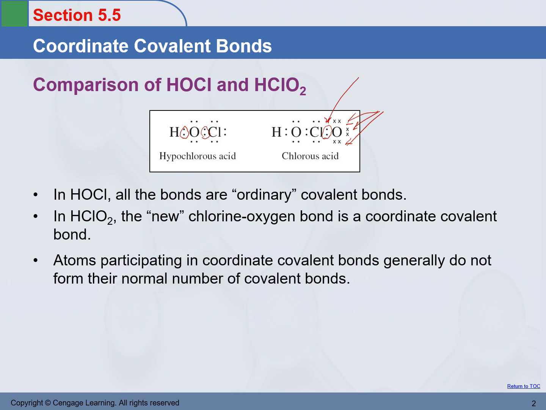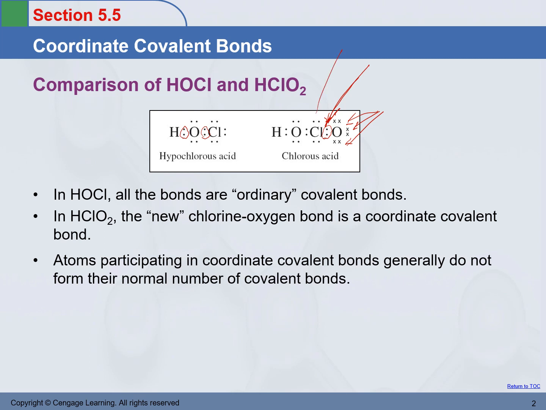Well, there's one thing that can help you to identify if there is a coordinate covalent bond involved or not. If there is a coordinate covalent bond around the atom, then that atom doesn't have its normal number of covalent bonds. For example, oxygen, we realized last time that oxygen normally forms 2 bonds. Look at here. In this chlorous acid, oxygen has only one bond. That is a strong indication that there is a coordinate bond around oxygen.